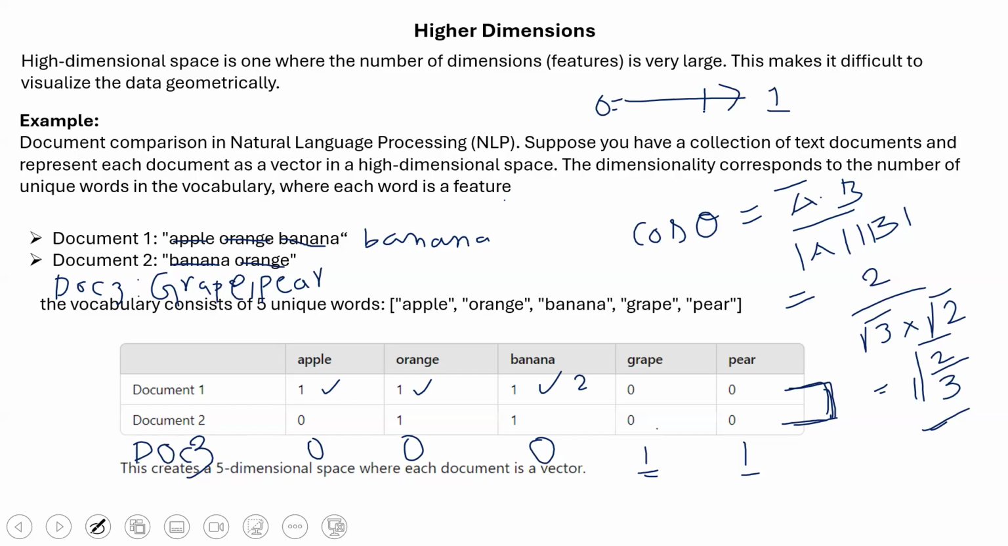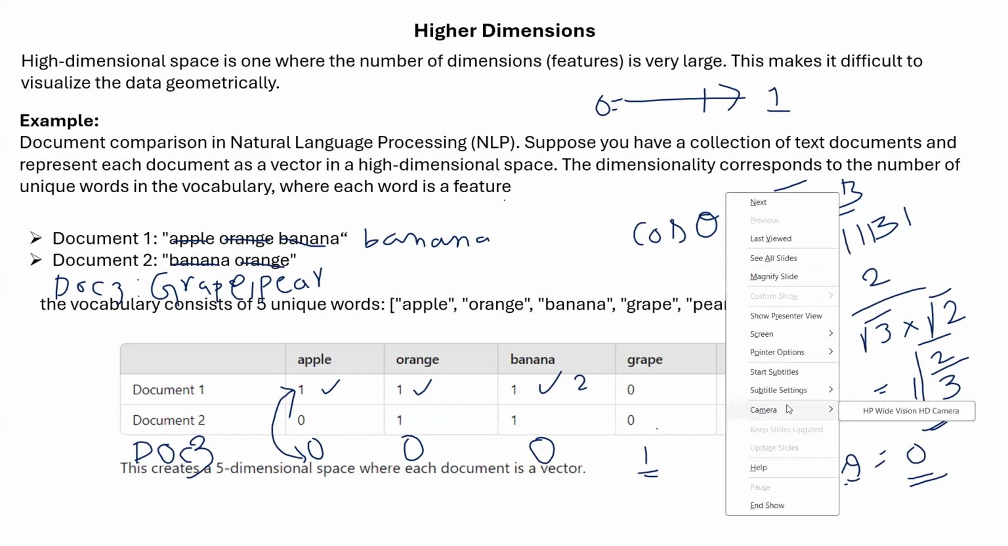So now if you calculate the similarity between these other two documents, what is the cos theta for these two? It is 0, right? Cos theta is equal to 0 because 1 dot 0 is 0, 1 dot 0 is 0, 1 dot 0 is 0, 0 dot 1 is 0, 0 dot 1 is 0. So cos theta is equal to 0. When you say 0, those two documents are not similar because the angle between them is 90. When the angle between them is 90, they are not similar at all.